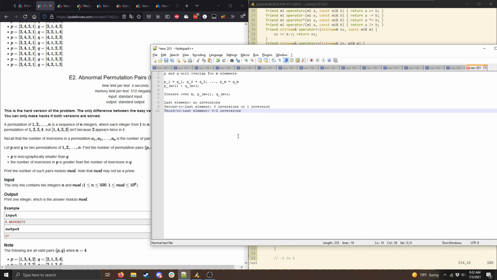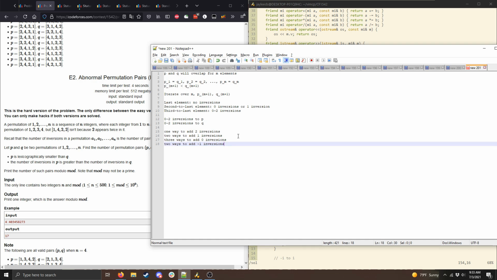And so then the idea here is, okay, let's say we're adding the third to last element. That means we add 0 to 2 inversions to P, 0 to 2 inversions to Q. And so in total, we can compute that the inversion difference can change by, there's one way to add 2 inversions, and that's to add 2 inversions to P and none to Q. 2 ways to add 1 inversion, and that's if you add 2 to P and 1 to Q, or if you add 1 to P and 0 to Q. 3 ways to add 0 inversions, and that's if you just add 0, 1, or 2 to P and the same number to Q. And then 2 ways to add -1 inversions, if you add 1 to P and 2 to Q, or if you add 0 to P and 1 to Q. And then 1 way to add -2 inversions. And so you can see a pattern here that continues throughout the possible inversion counts.